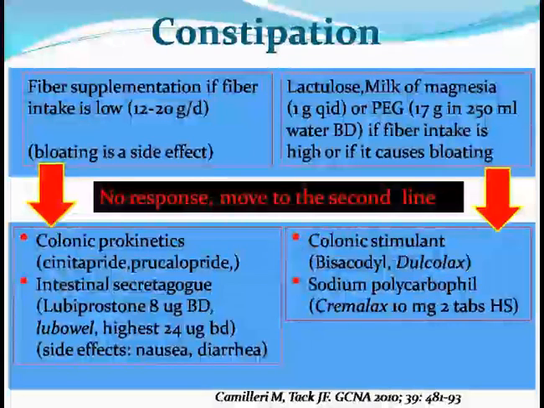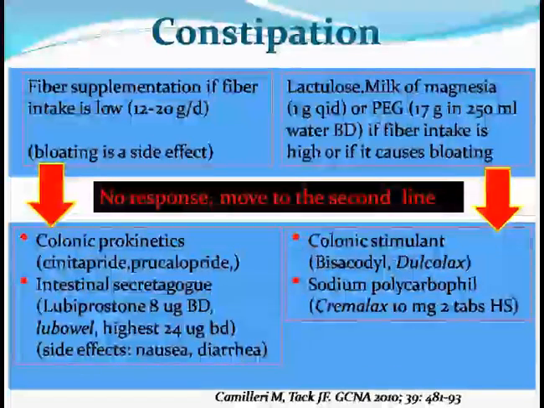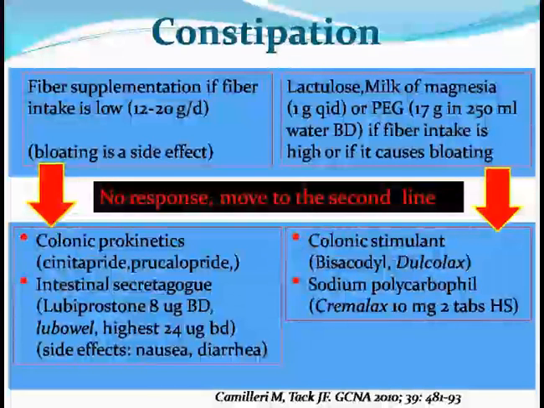However, if there is no response, then we have to move to the second line drugs, the colonic prokinetics, cinitapride and prucalopride, and there are these intestinal secretagogues which draw water into the lumen of the gut and thereby relieve the constipation. Drug called lubiprostone, 8 micrograms is given twice a day. It comes by the name of Lubovil. Highest dosage is 24 micrograms twice daily. Side effects can be nausea and diarrhea. And then the colonic stimulants, the bisacodyl or Dulcolax, and the sodium polycarbophil, which is Crimalax. So they can also be used, but only if the others have failed.